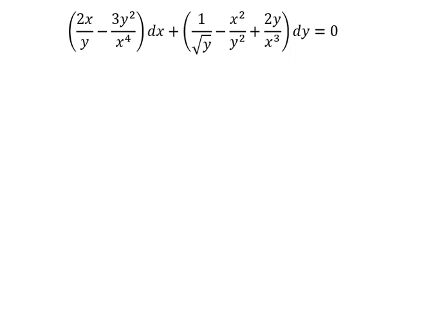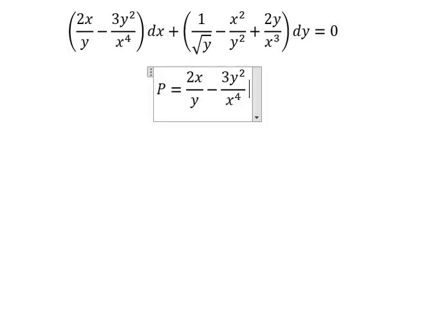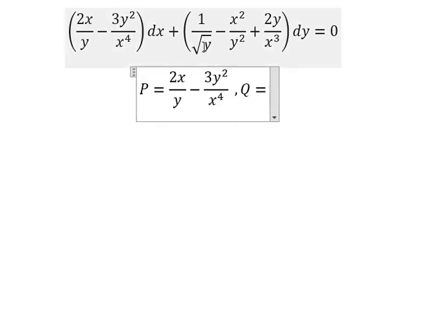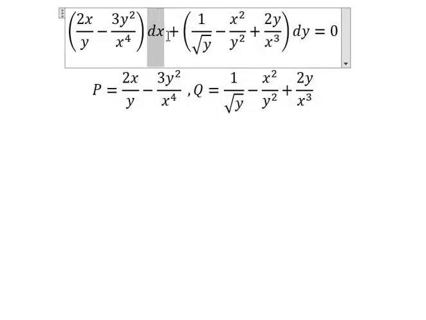So now I want to show you how to answer. I will put b equals to this one, and q equals to this one. So we have the s.